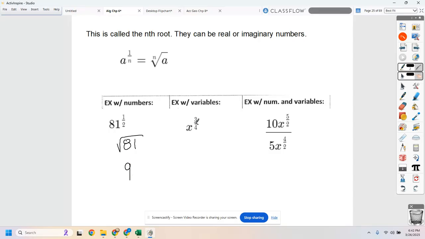With variables, the bottom number gets kicked out. So this is going to become the 4th root of x to the 3rd. This would be your answer, 4th root of x to the 3rd.